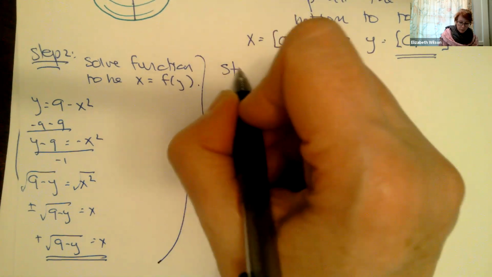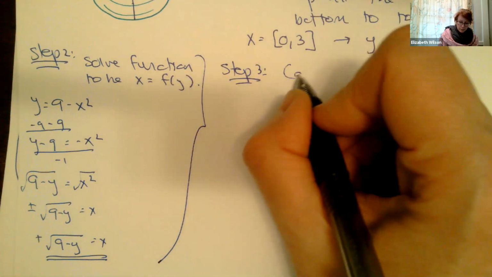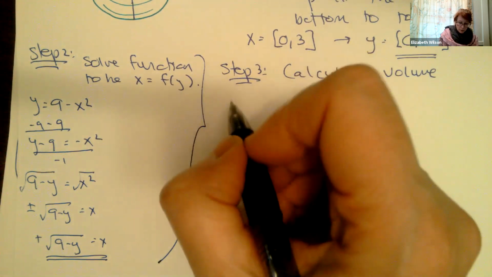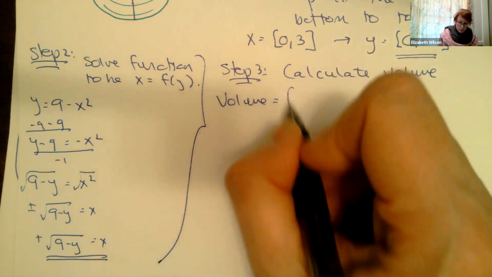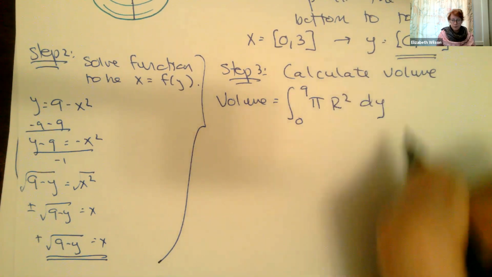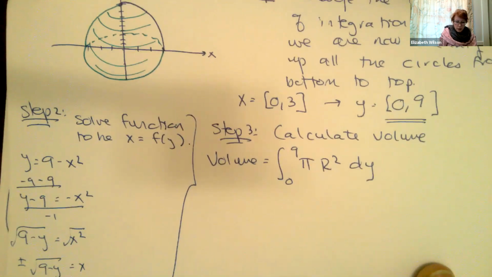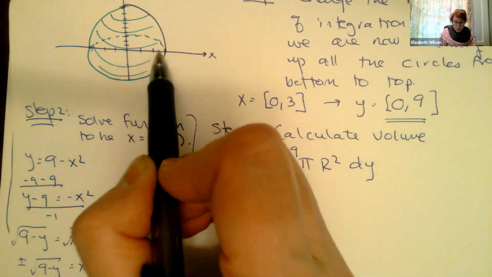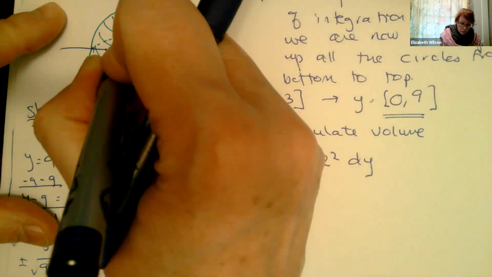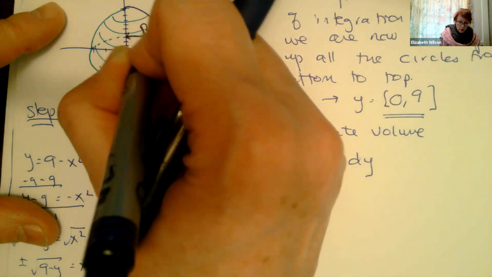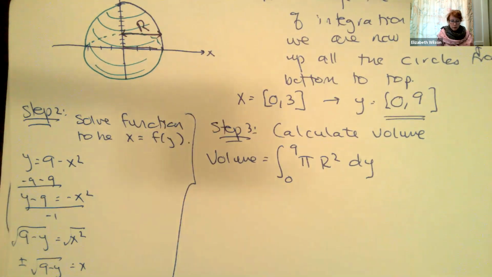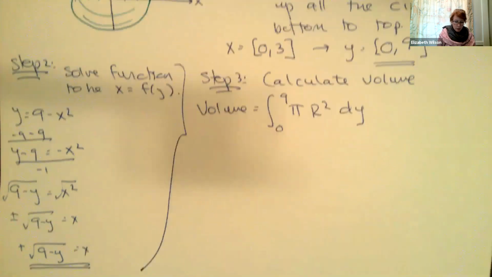So our step 3, we're going to calculate the volume. Just like we did before, we're going to go from 0 to 9 of pi r squared dy now. Remember, our r squared is this function here. This is my r. So let me draw that out here. That's our r, these are our r values. So these are horizontal slices. Okay, so let's sum these up.